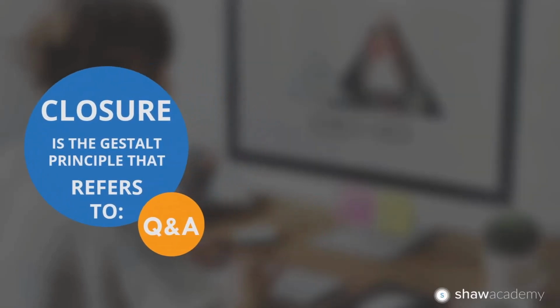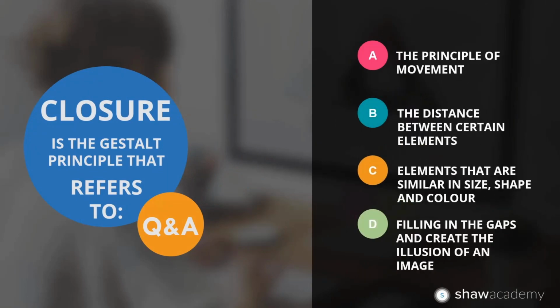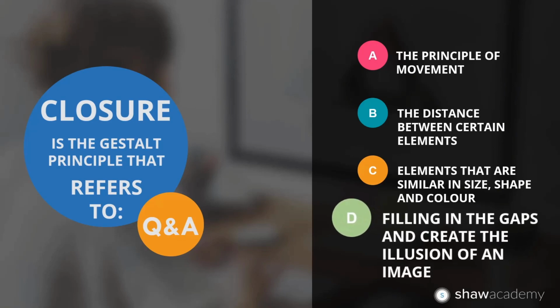We have gone through a lot of info, so why not recap by doing another quiz? Closure is the Gestalt principle that refers to the principle of movement, the distance between certain elements, elements that are similar in size, shape, and color, or filling in the gaps and creating the illusion of an image. You know the drill by now, simply type A, B, C, or D. The correct answer is D, and it was the last principle we just discussed. Remember the FedEx logo example? This is what we refer to.